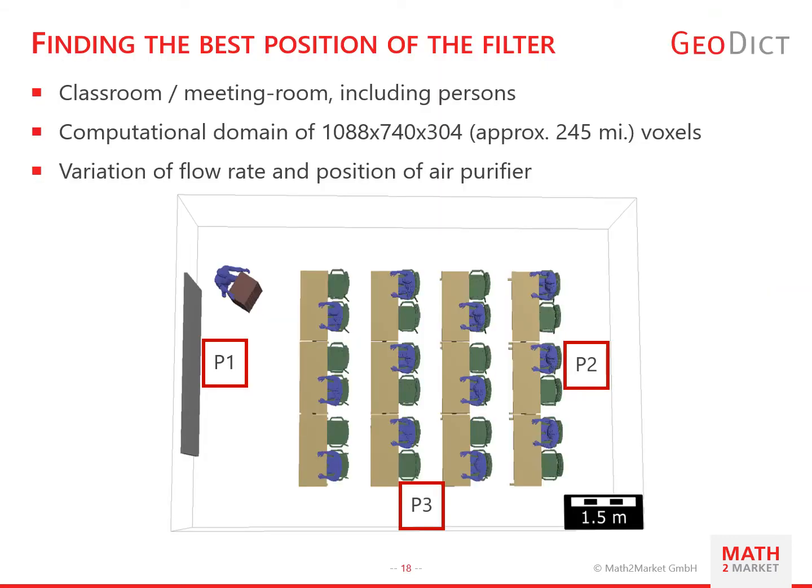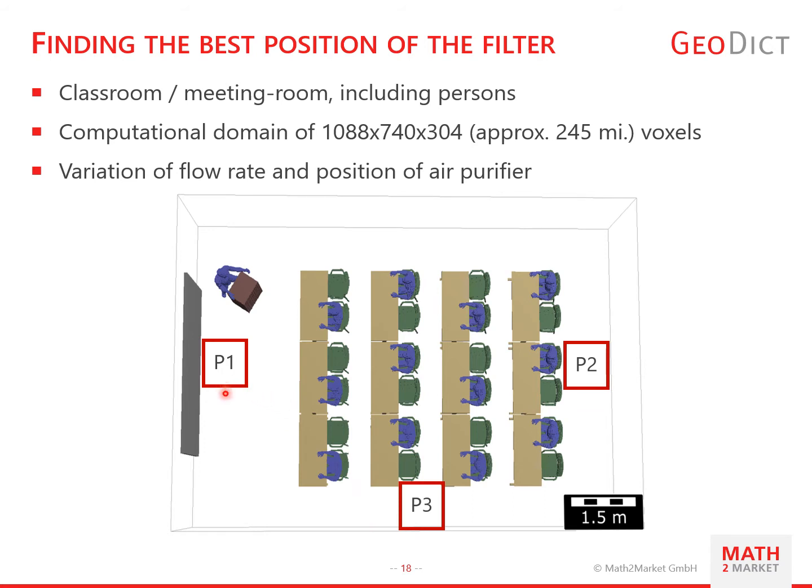So for this kind of simulations, first of all, the room CAD geometry, including the walls, the desks, chairs, even the persons, are imported into GeoDict and voxelized. Moreover, the CAD geometry of an air purifier is imported. And what we did here, we can position the air purifier at different locations, shown with P1 in the front, P2 at the back, and P3 on the sides.